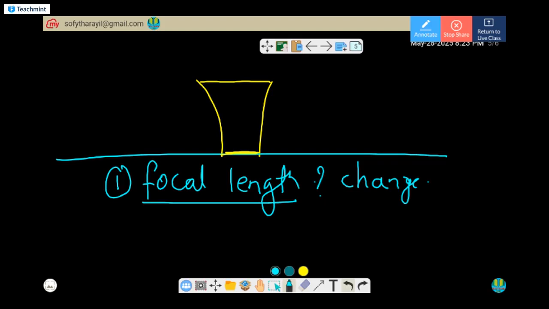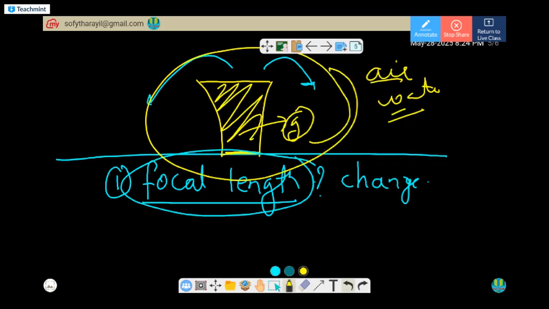Now, of course, that medium will always be with respect to glass because your lens is made up of glass. But what is the surrounding medium, whether it is air or water? If you change the medium, then definitely the focal length will change. By default, we take air, but they can give you questions for water, just based on this, whether the focal length will change or not.